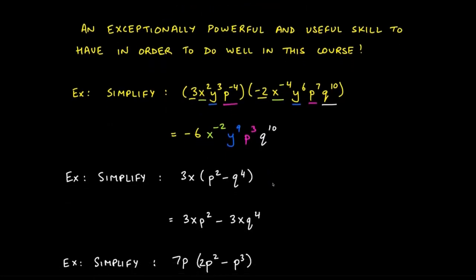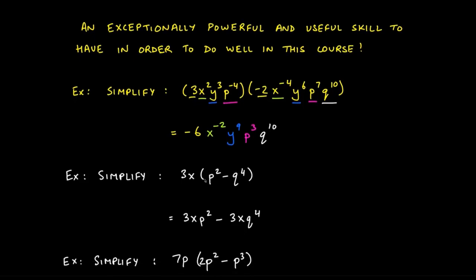Next example we have is something like this: 3x times the quantity p squared minus q to the 4th. Now this is the part that we're going to see again in the future, where as of right now, this is the question, and to answer this and to go in this direction is really quite simple. You can do this a whole bunch of different ways.